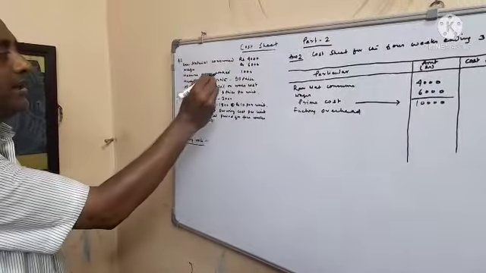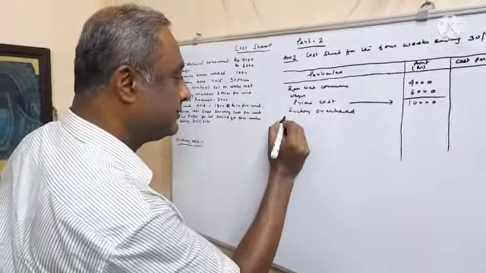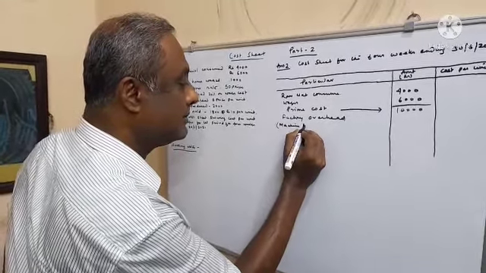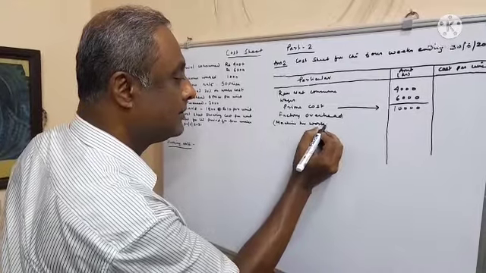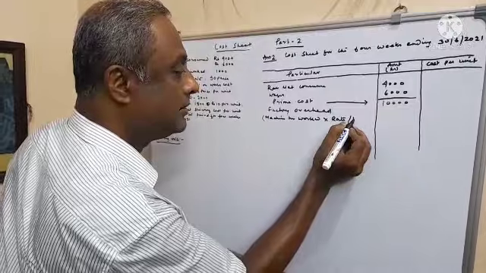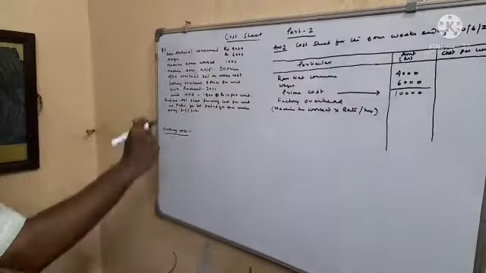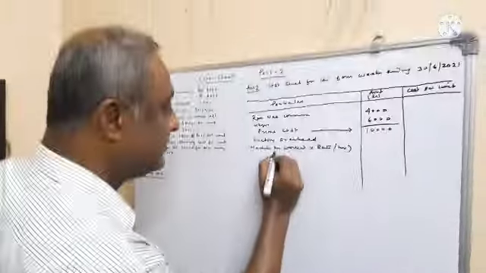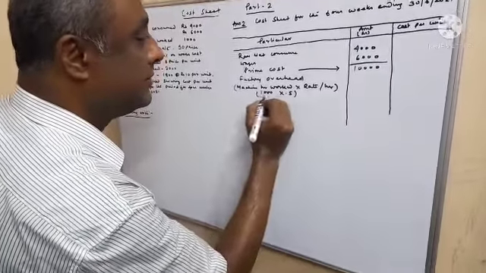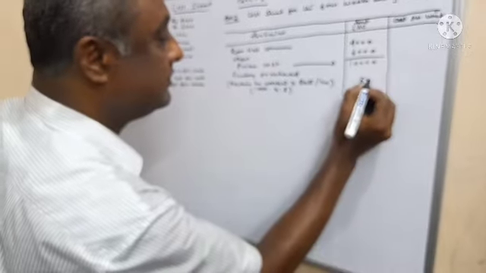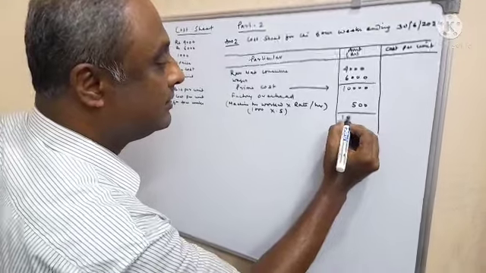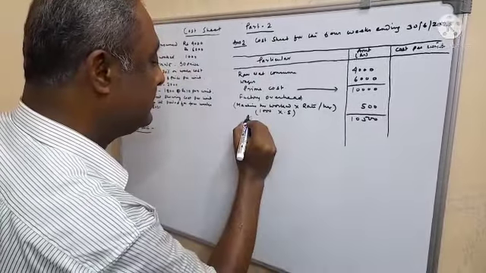Question telling machine hour work 1,000 into rate per hour. So machine hour work 1,000 into 0.5 equals to 500. 10,500. That is work cost.